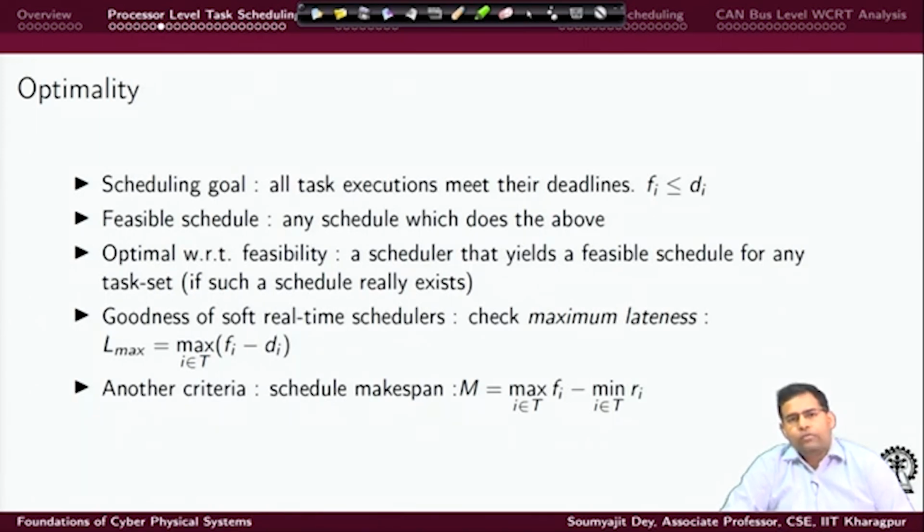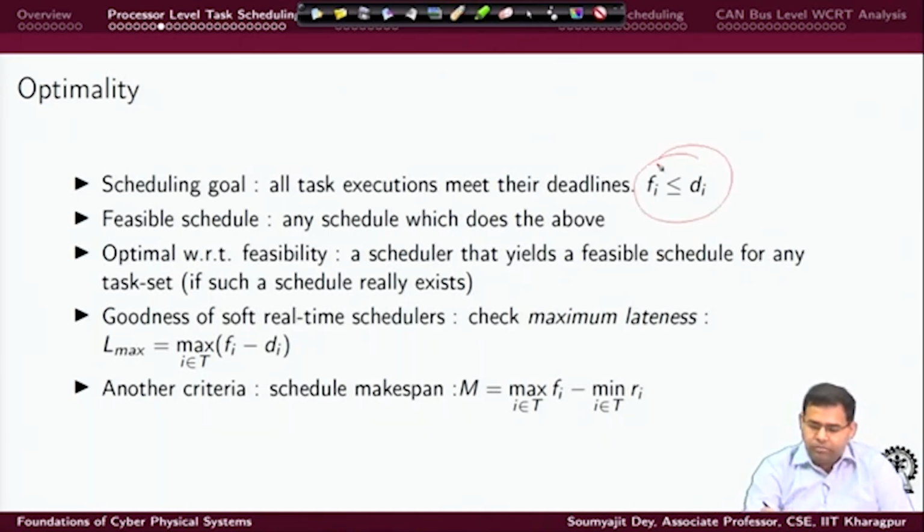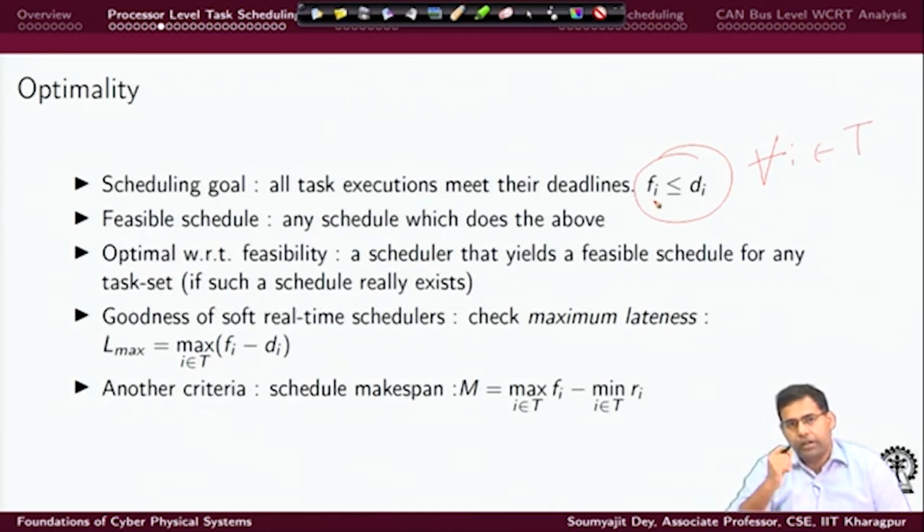It is going to just check that it is able to execute all these tasks before their deadlines. That means the constraint that the scheduler must meet is that for all tasks i belonging to this set of tasks, the finishing time is less than or equal to the deadline of each of the tasks. So, observe that this may not be a unique thing.